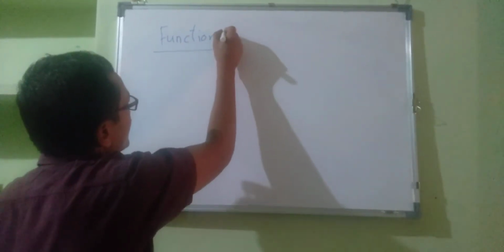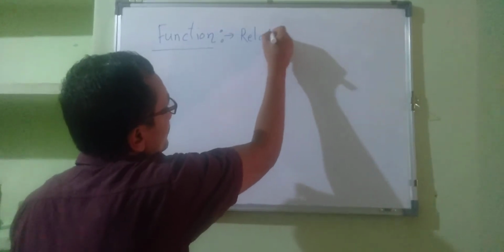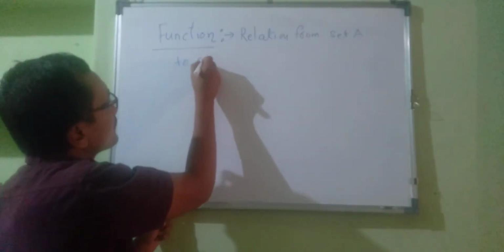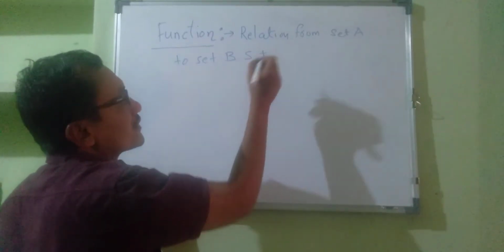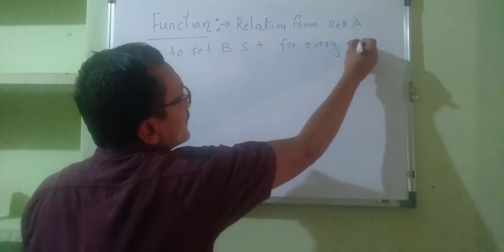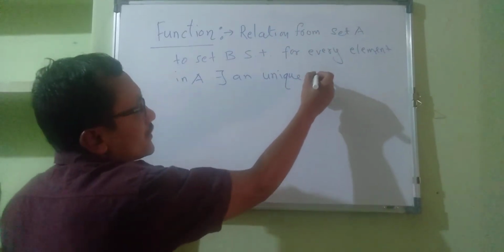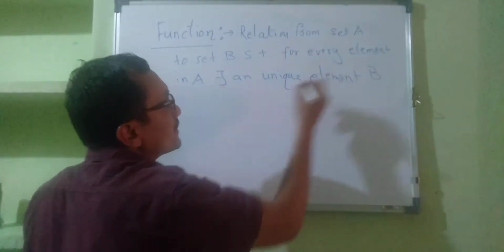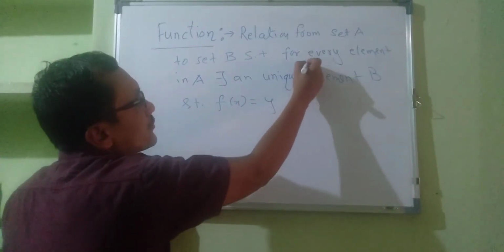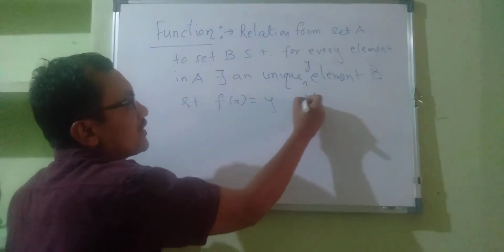So we have to see the definition of a function. What is a function? A function is nothing but a relation from set A to set B such that for every element in A, there exists a unique element y in B such that f of x is equal to y for all x belonging to A.